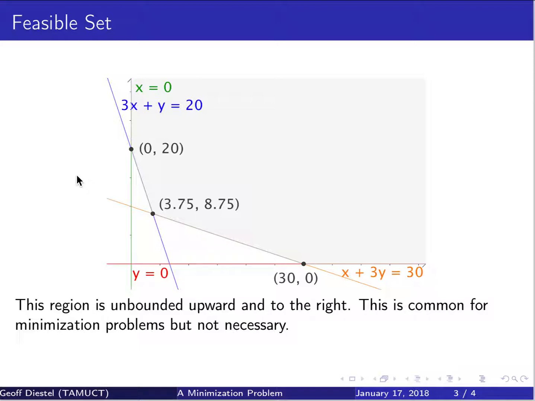The point is we're trying to minimize the quantity. We obviously don't want to plug in points with large coordinate values. We want to use smaller values, and these vertices are all, in some sense, closer to the origin, (0, 0), than points far away in this unbounded region. It is typical of a minimization problem to get an unbounded region like this, but keep in mind that it's not necessary. You could have a bounded region.